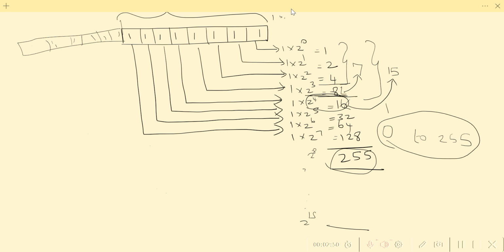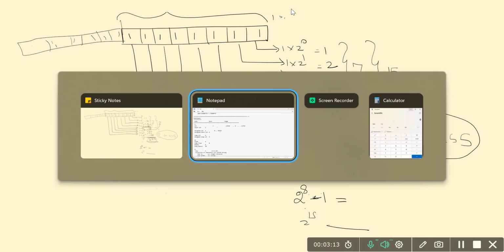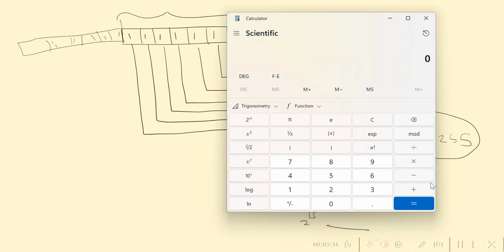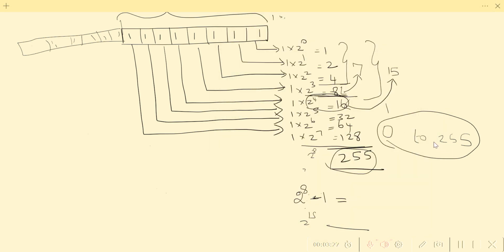So here also, I want to add up to 2 to the power of 7. Then what can you do? Find 2 to the power of 8 and subtract 1 from that value. So that is the formula. What is the value of 2 to the power of 8? Now we will go to the calculator. On the scientific calculator, 2 to the power of 8 is equal to 256. So 256 minus 1 is 255. This is the range. Now we will go to integer.